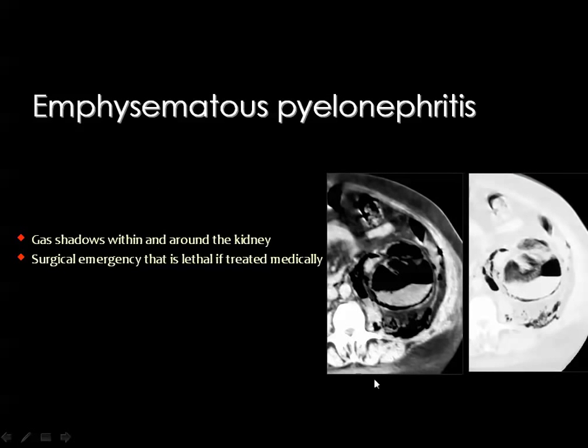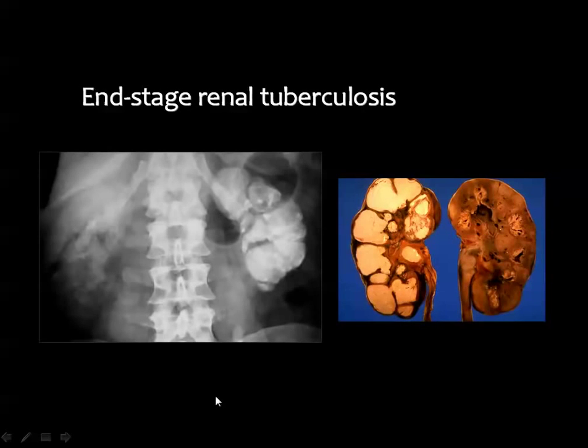But if you see gas in the kidney or in the perinephric space, you are able to diagnose emphysematous pyelonephritis, which is a severe surgical emergency, usually seen in diabetic patients, if you see this appearance of gas.